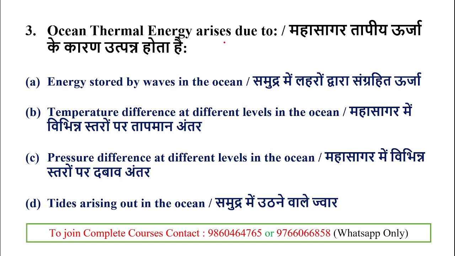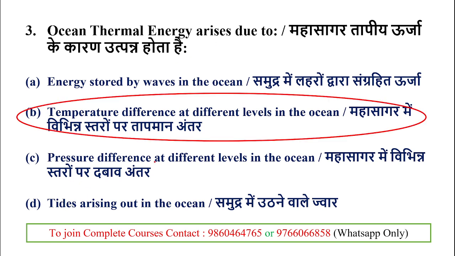So here is how ocean thermal energy arises. Here, energy is stored by waves in the ocean, temperature differences at different levels in the ocean, pressure differences, and tides arising in the ocean. So the ocean thermal energy can be formulated due to the temperature difference at different levels in the ocean. Marine energy, or marine power, refers to the ocean water: the tides, the salinity, and the ocean temperature also.